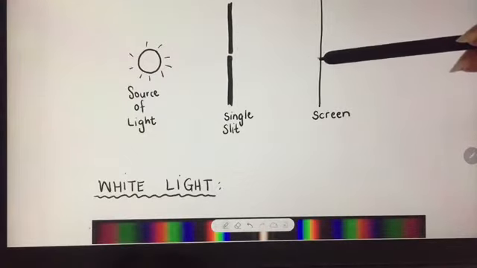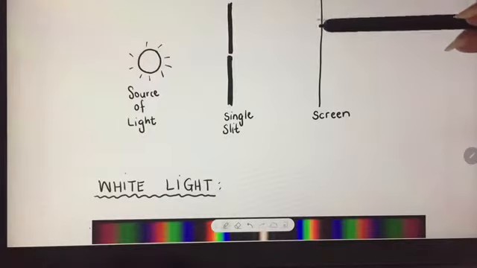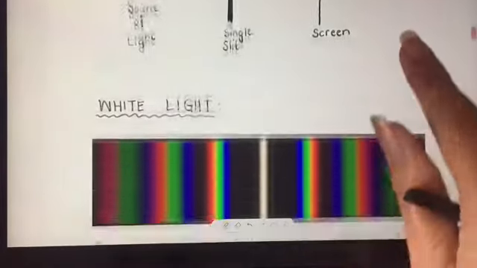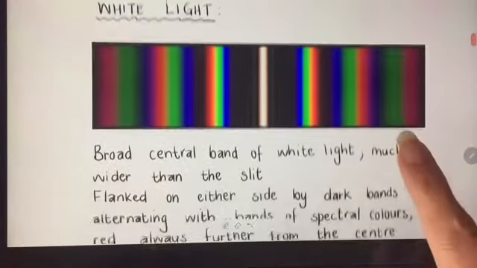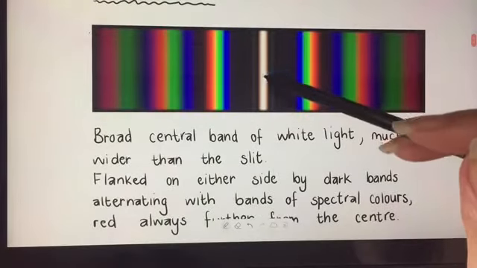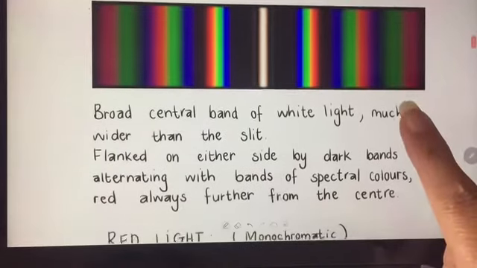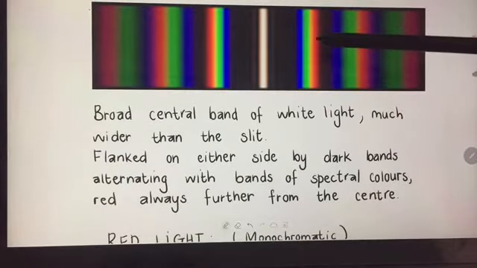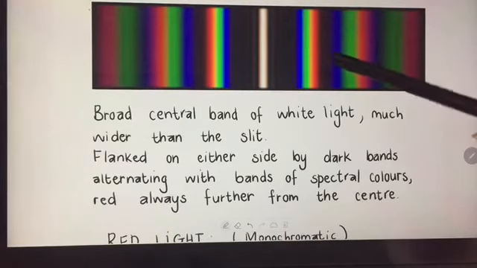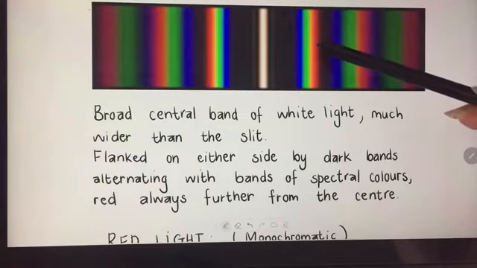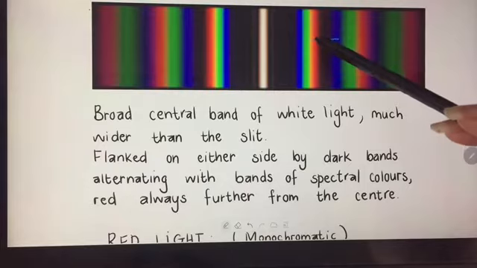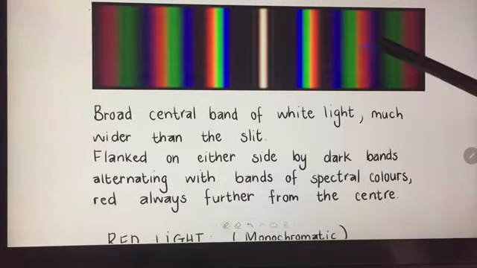But we don't just see the white light over here, we see that the pattern is more spread out on the screen, and we have got that the white band is flanked on either side by dark bands, as well as bands of spectral colors, in other words, all the different colors of the spectrum. And the red is always furthest away from the center. So yeah, the red is over here, then black, and then the red is over there.